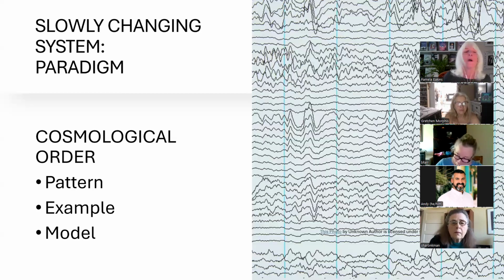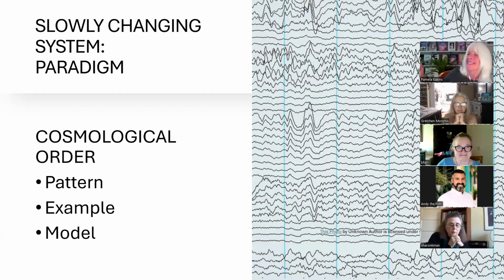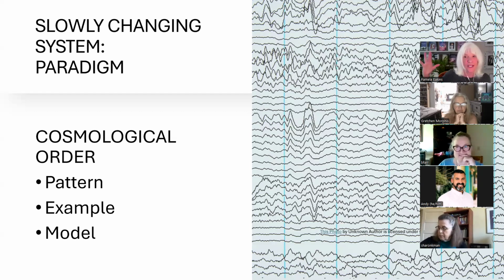Slowly changing system. A slowly changing system can also be a paradigm. You can look at it as a paradigm. And a paradigm is a system that we can understand. It will work really well until new knowledge comes in and interrupts the paradigm. And then maybe it no longer holds together.